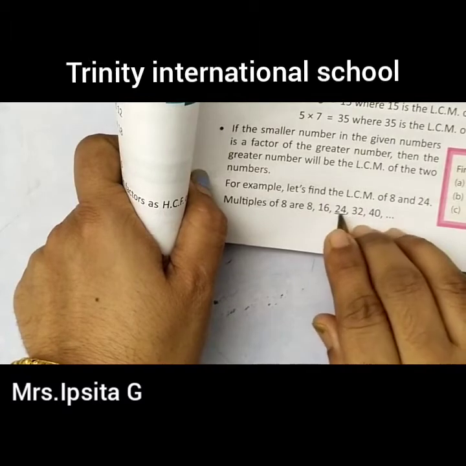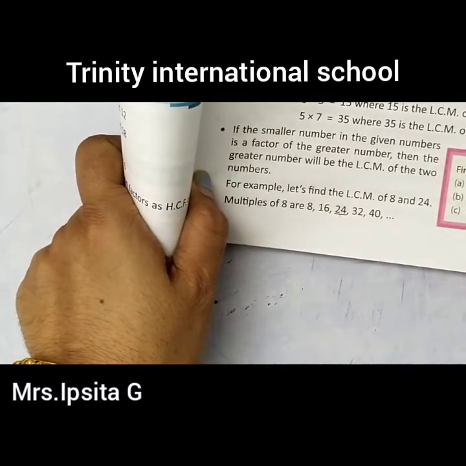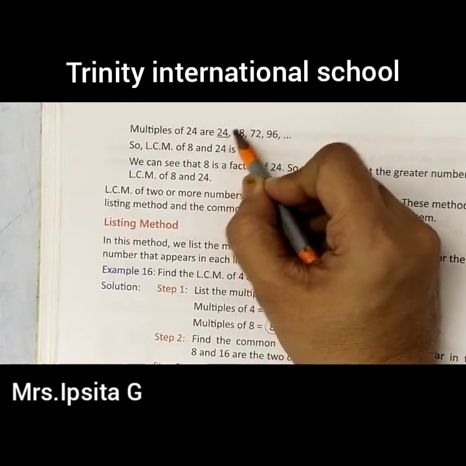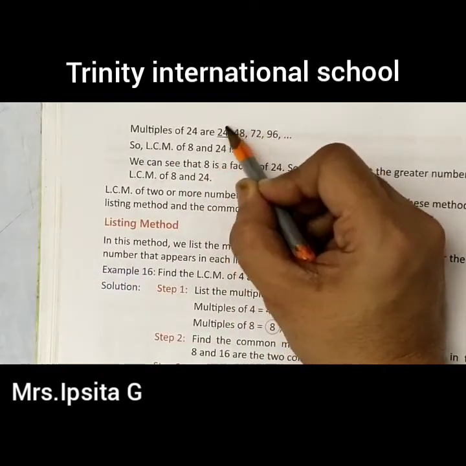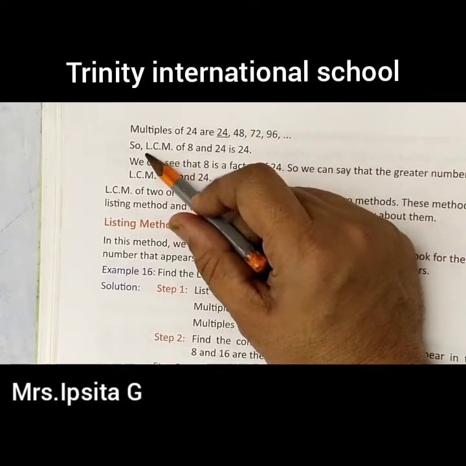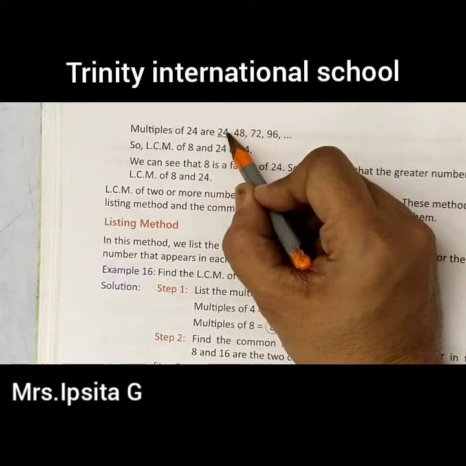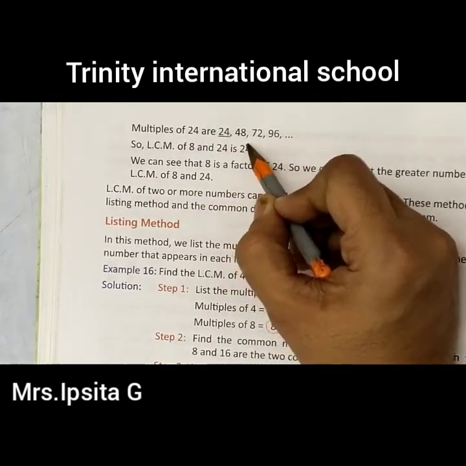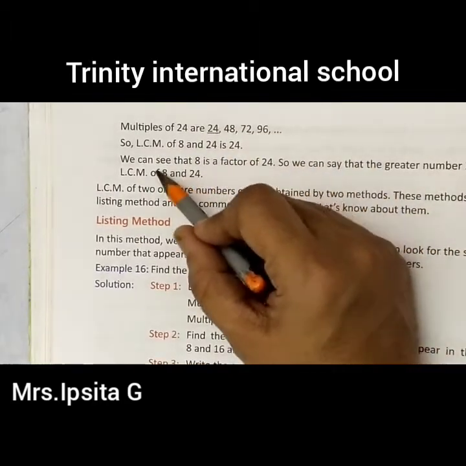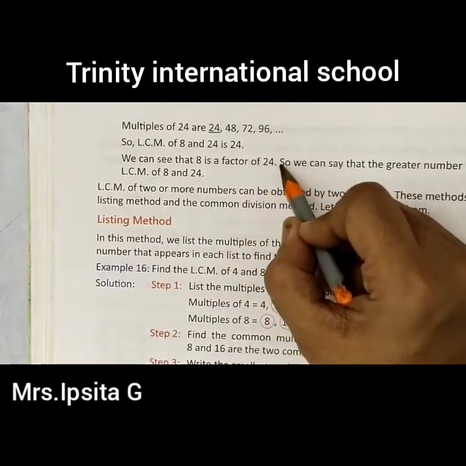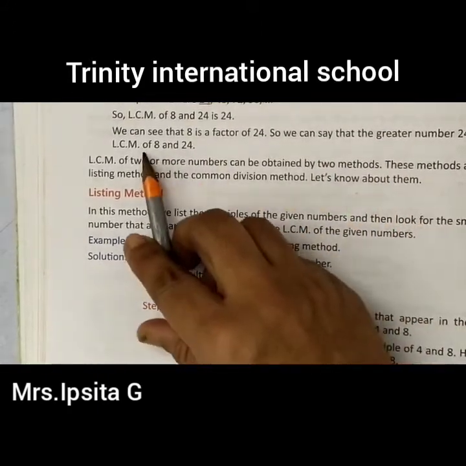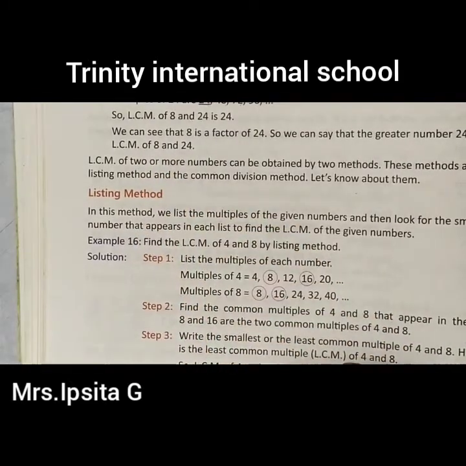देखिए, मल्टीपल ऑफ 8 में भी 24 है और मल्टीपल ऑफ 24 में भी 24 है. So this was the lowest and least. ओके, सबसे छोटा वाला है 24. So LCM of 8 and 24 is 24. So the factor, we see that 8 is a factor of 24, so we can say that the greater number 24 is the LCM of 8 and 24.